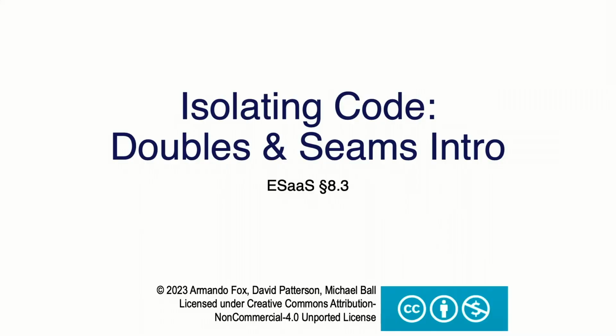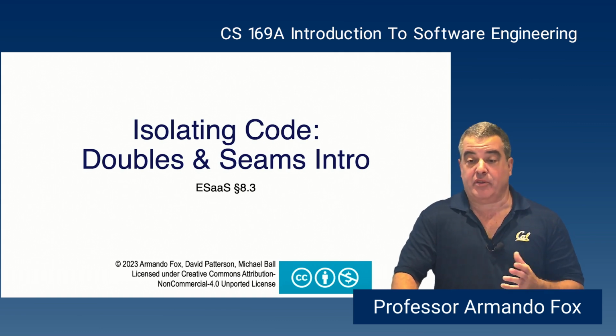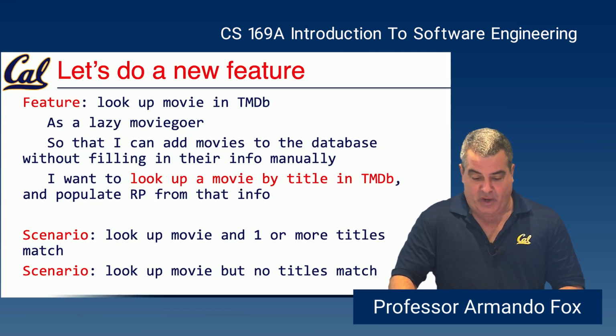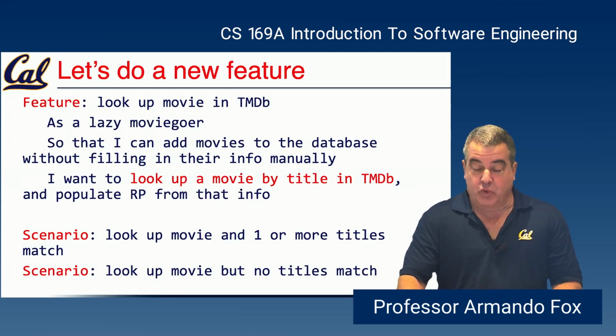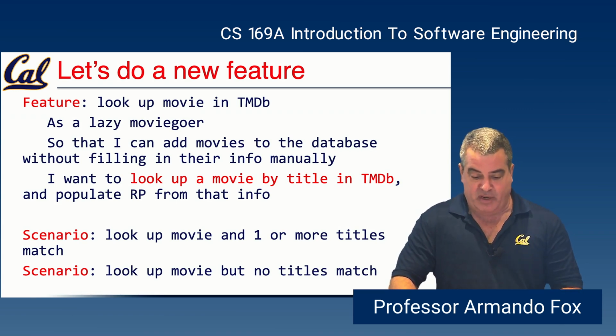So let's get more detail into this concept of isolating code, where there's a whole blob of stuff that happens when you, let's say, make a request to a web app, but we want to be able to test the different pieces of that interaction in isolation. And to drive this part of the discussion, we're going to pretend that we're adding a new feature to Rotten Potatoes, which is to look up a movie in TMDB, the open access movie database.